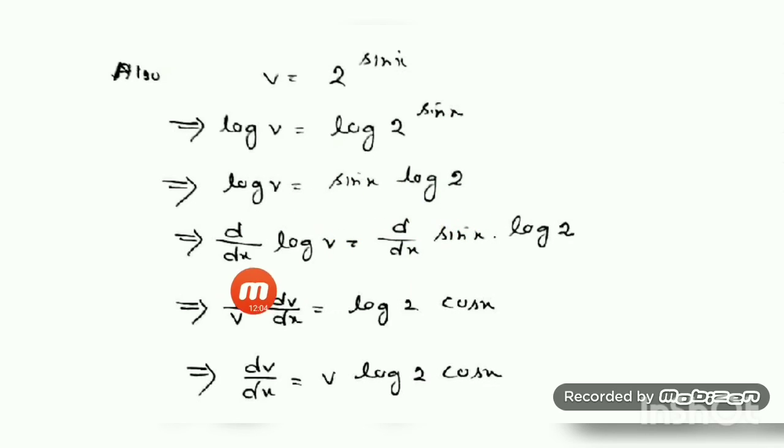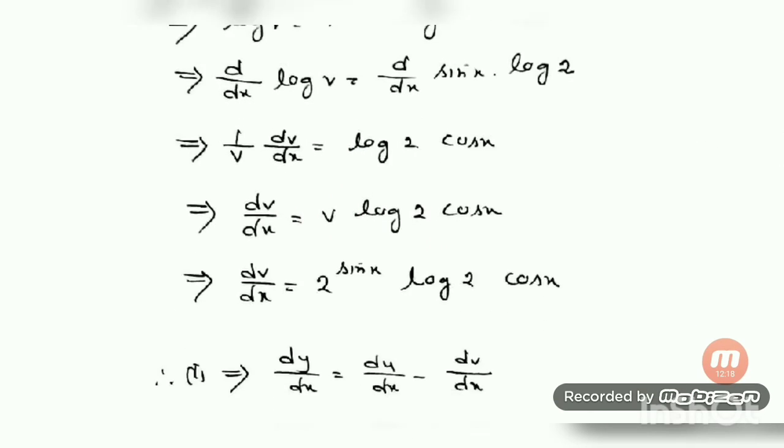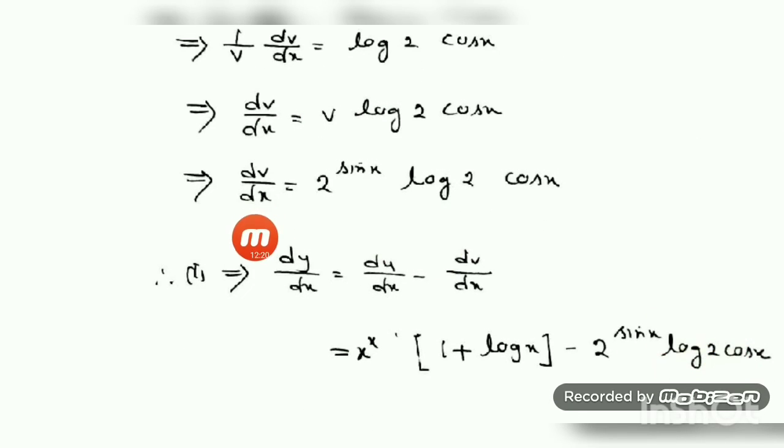Take derivative on both sides, d/dx of log of v is equal to d/dx of sine x into log of 2. d/dx of log of v, we think as a function of x, and it is 1 by v dv/dx. Log 2 is constant, it comes out, d/dx of sine x is cos x. So what is dv/dx? v you bring to the right side, log 2 into cos x. Substitute the value of v, dv/dx is equal to 2 to the power sine x, log of 2 cos of x.